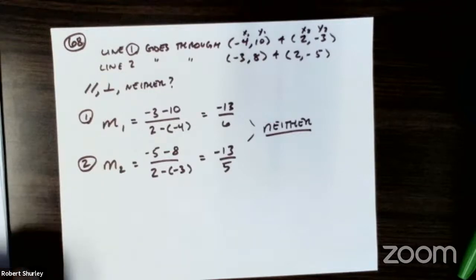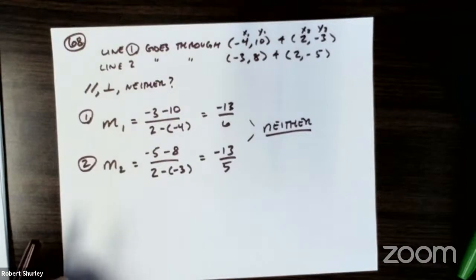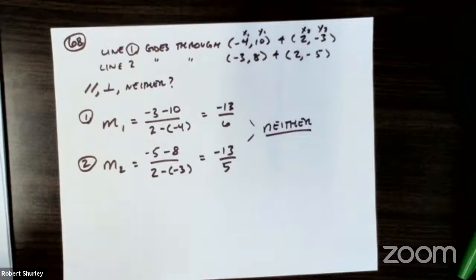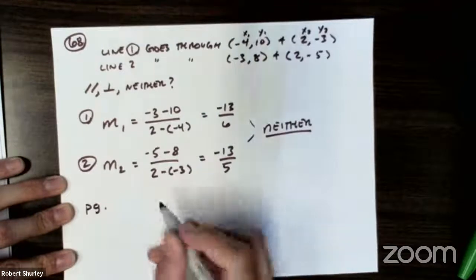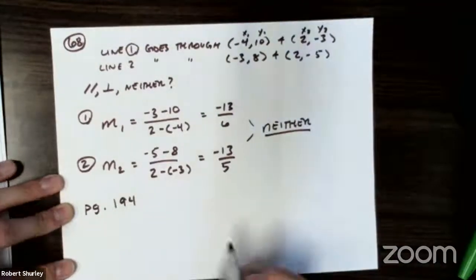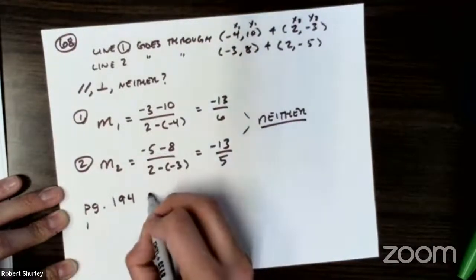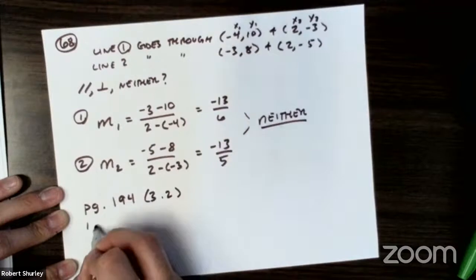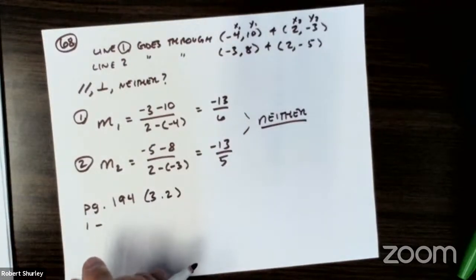Good. Okay, cool. Now, I'm going to give you homework from each section. And then you're more than welcome to stick around here and ask questions, but let me give you this homework first. On page 194, it actually starts on page 194 and goes to 197. This is 3.2, numbers 1 through 60.